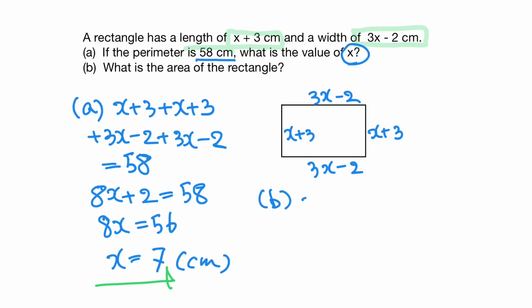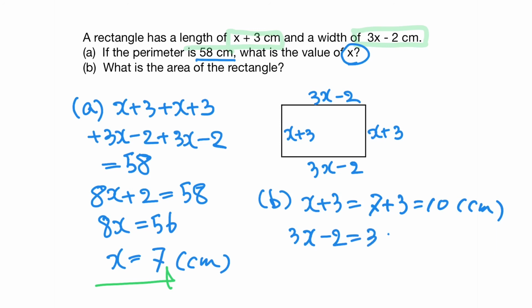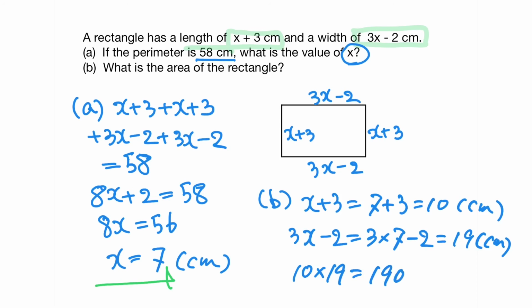So let's substitute 7 for x. The length of one side, x plus 3, is 7 plus 3, 10 centimeters. Now the other is 3x minus 2, 3 times 7 minus 2, 19 centimeters. So the area of the rectangle is 10 times 19, 190 square centimeters. This is the answer.